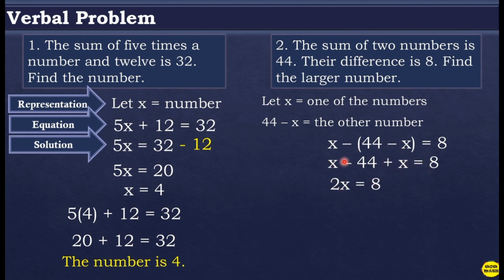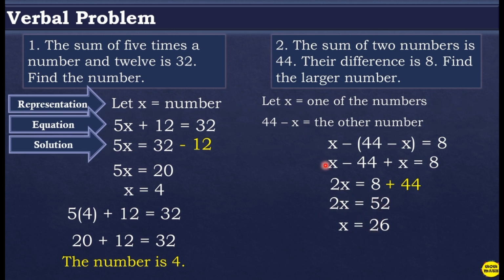Next, we are going to transpose negative 44. When we transpose, the sign will change, so negative 44 becomes positive 44. So we have 2x is equal to 8 plus 44. 8 plus 44 is 52. Divide both sides by 2. 2x divided by 2 is x, and 52 divided by 2 is 26. So we have now x is equal to 26.